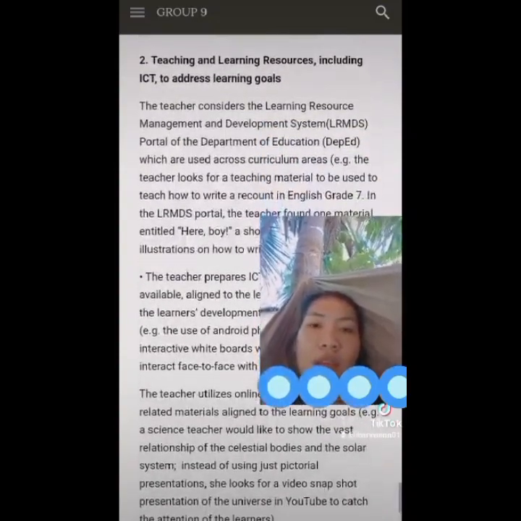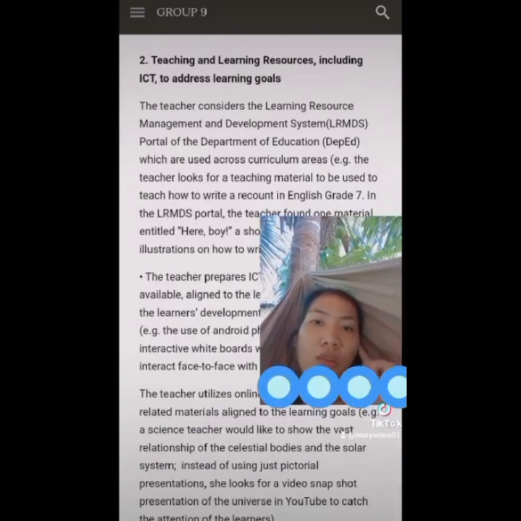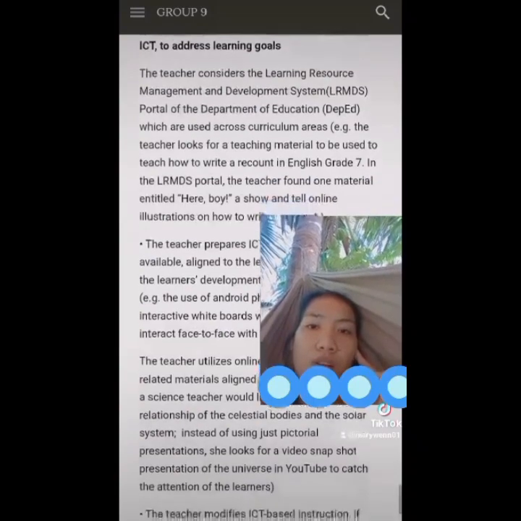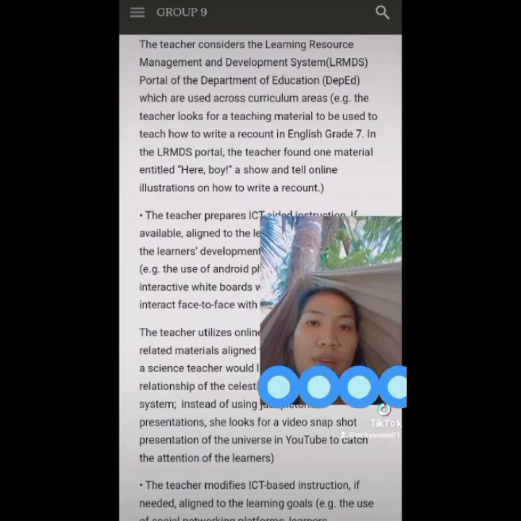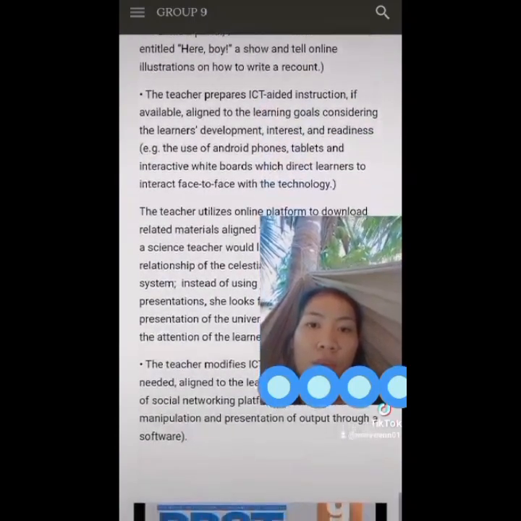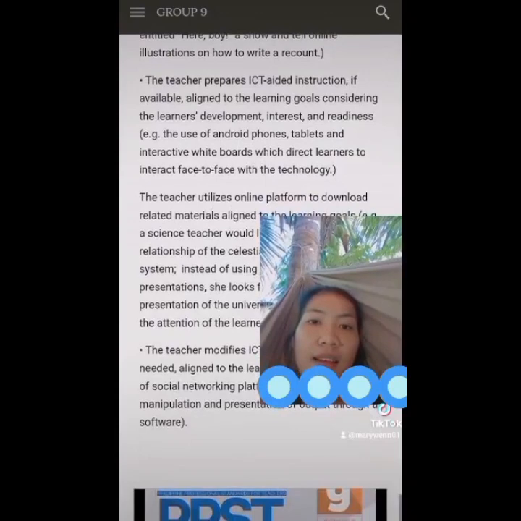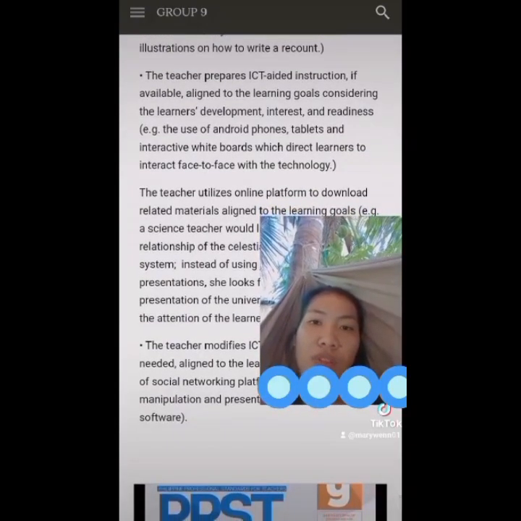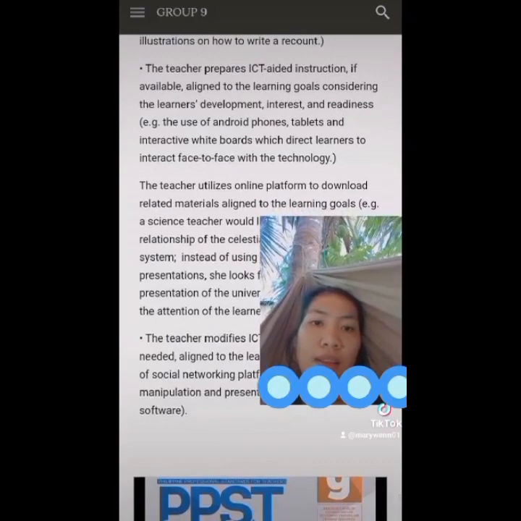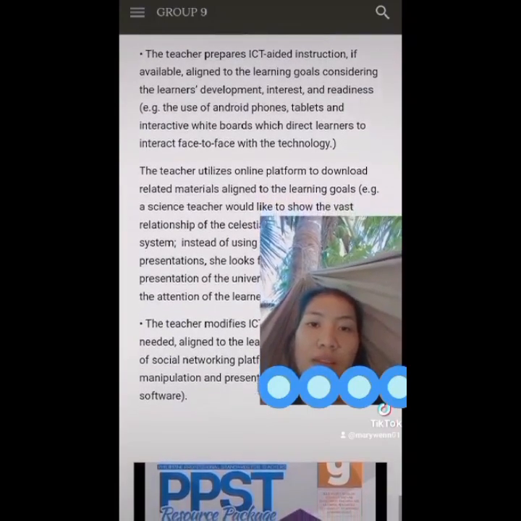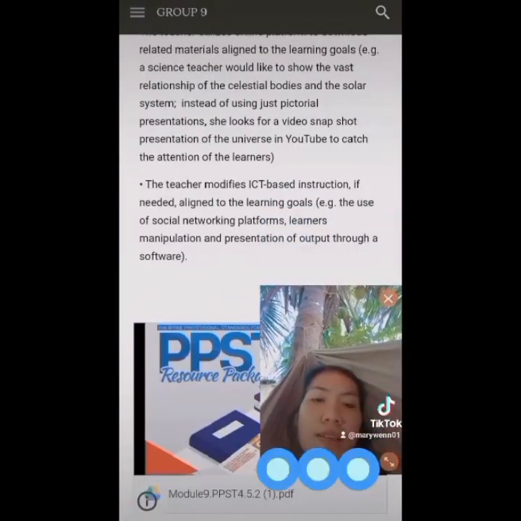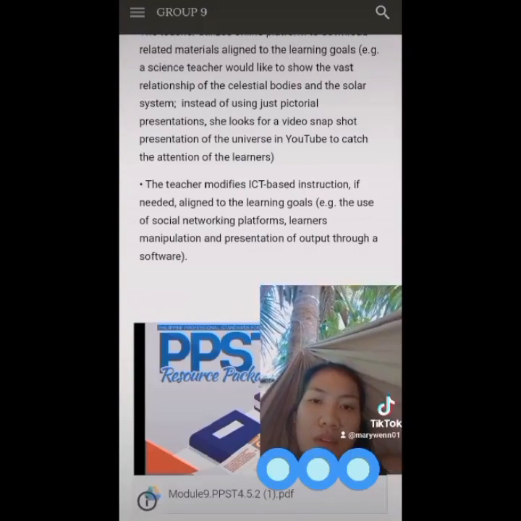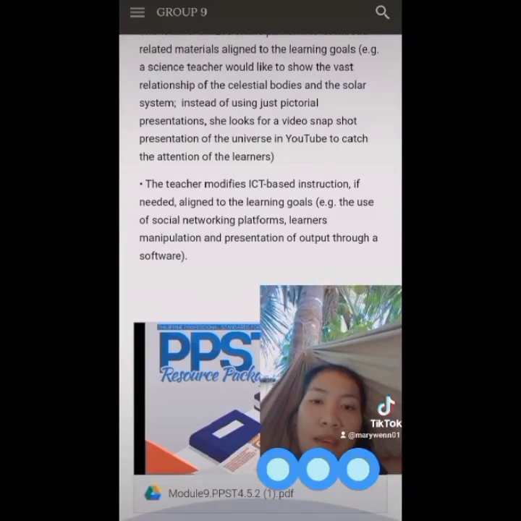So in teaching and learning resources including ICT to address learning goals, it is all about technology, and the teacher motivates their students to align with the learning goals, considering the learners' development, interest, and readiness. The teacher also modifies ICT-based instruction if needed. And that's all.